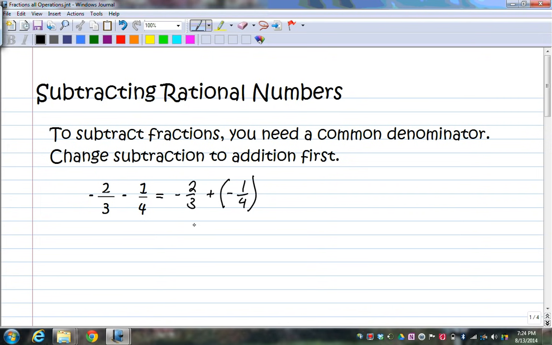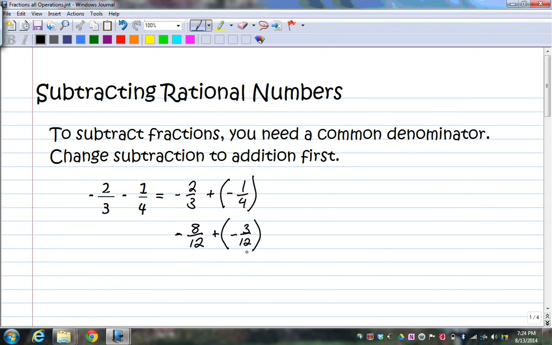The common denominator for both will be 12. The first one becomes 8/12 because I multiplied the top and the bottom by 4/4. I'll put the negative back with it. Plus, this one will become 3/12 because I multiplied top and bottom by 3. I'll put the negative back with it.